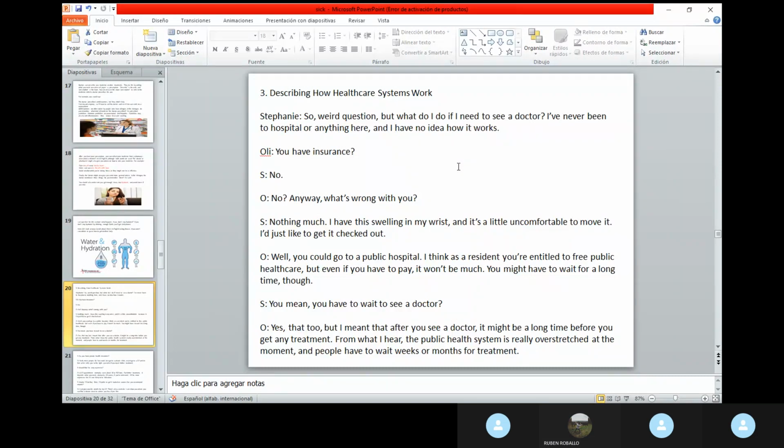And do you mean you have to wait first to see a doctor? Yes, that too, but I mean it can be a long time after you see a doctor before you get any treatment. From what I hear, the public health system is really overstretched at the moment, and people have to wait weeks or months for treatment.